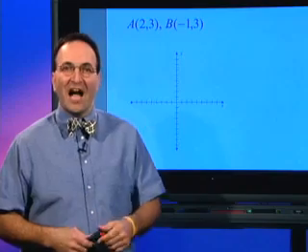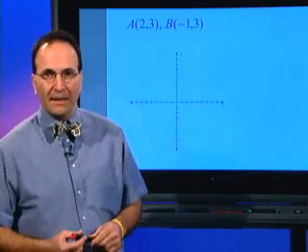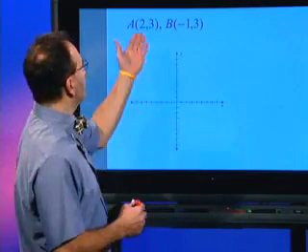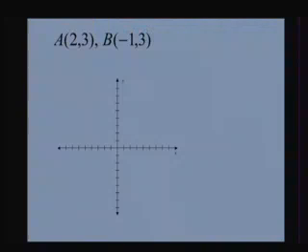Okay, let's take a look at our second example, which had the point A as 2 comma 3 and the point B as negative 1 comma 3. So the first thing to do is to plot those. So 2, 3 is right here, and negative 1, 3 would be right there.